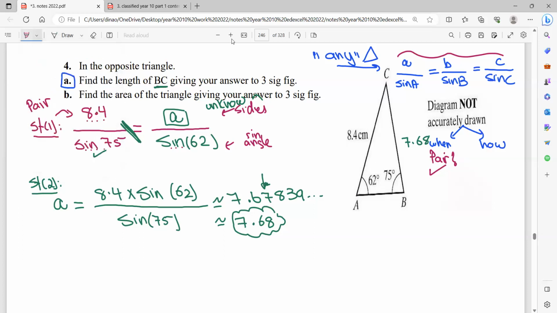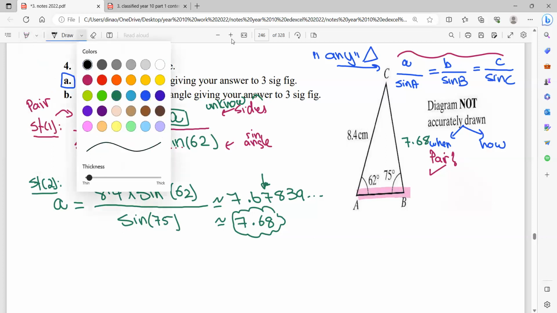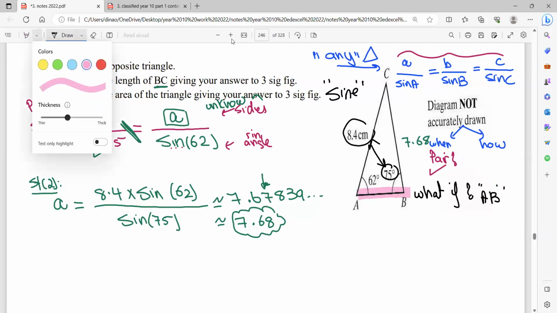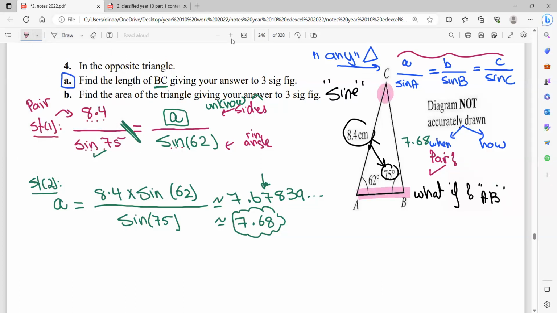Let's assume I was required to calculate this side over here, which is side AB. Okay? In this example I have the pair already. The pair is there. So I know already that this is a sine rule question. But the question is, what if I was required to calculate the length of AB instead? Now, the dilemma here is that the length AB or side AB doesn't have the opposite angle.